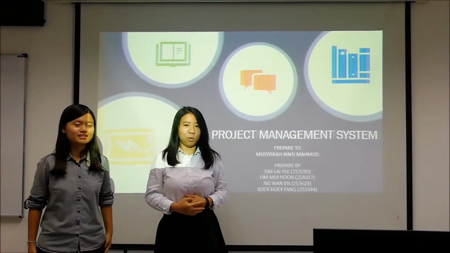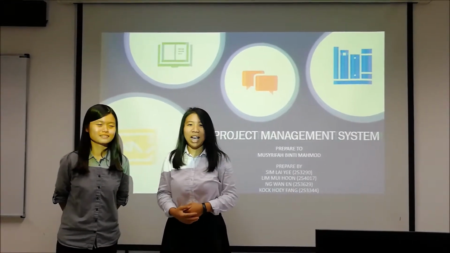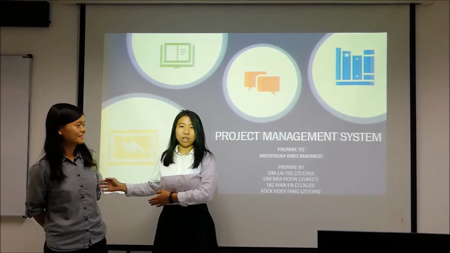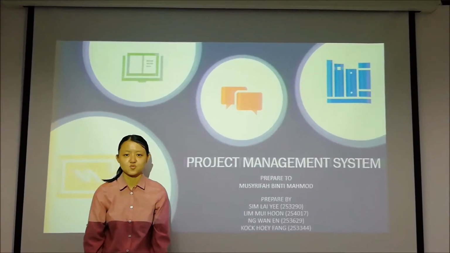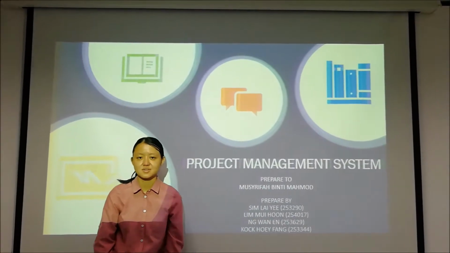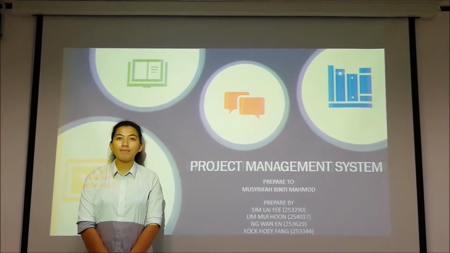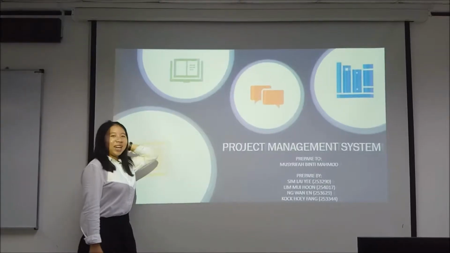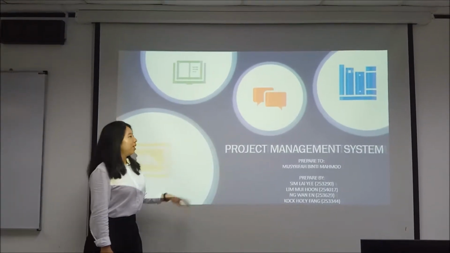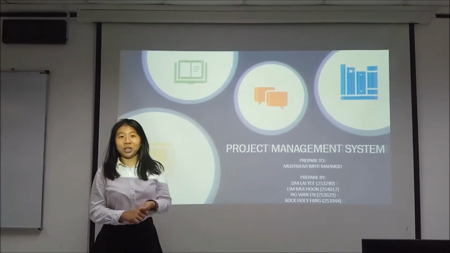First, my name is N1N253629 and she is Simlai 253290. My name is Lim. My batch number is 254017. My name is FANG. My matrix number is 253344. Now, let me start our presentation with the introduction.